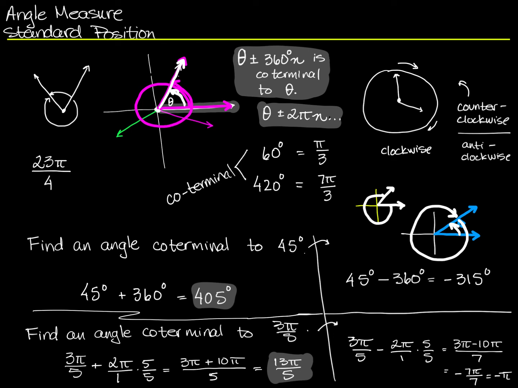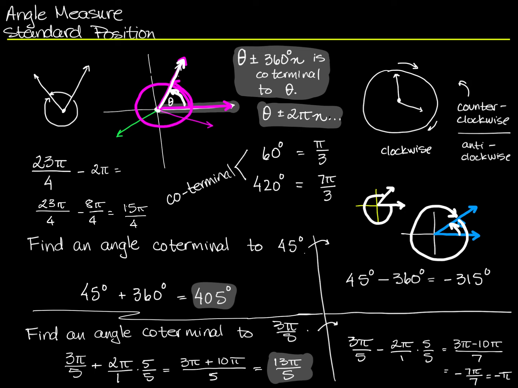This angle is clearly in multiples of pi over 4, but it's 23 pi over 4s. 23 pi over 4s is way more than one full circle. One full circle is 2 pi. So in pi over 4s, that would just be 8 pi over 4s, or 8 pi over 4. That's one full circle. So if we subtract 2 pi, we get 23 pi over 4s minus 8 pi over 4s. That's going to be 15 pi over 4s.